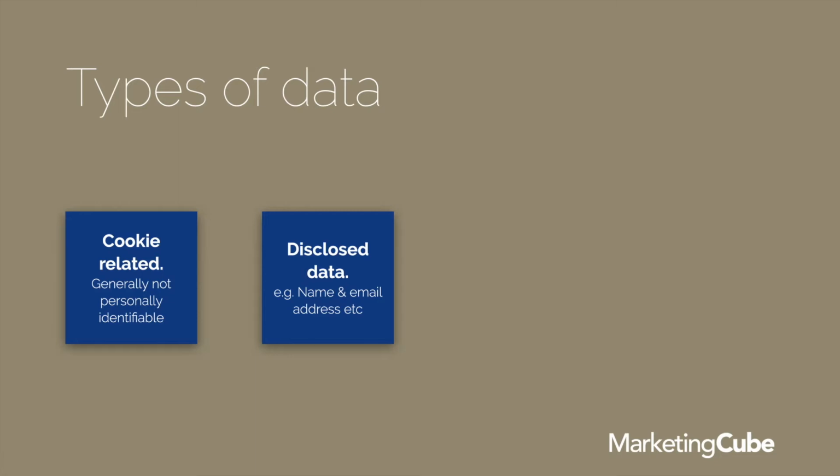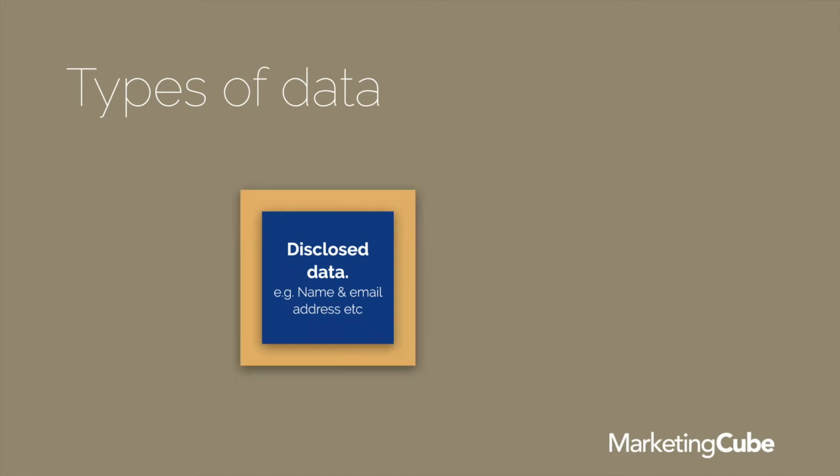So in the context of what we're talking about today, the cookie related data is not so much where our focus will be. It is very much more around the disclosed data, for example name, email address, office address, phone numbers, those sorts of things that more identify an individual.